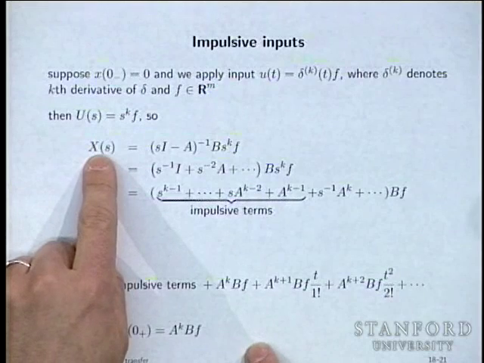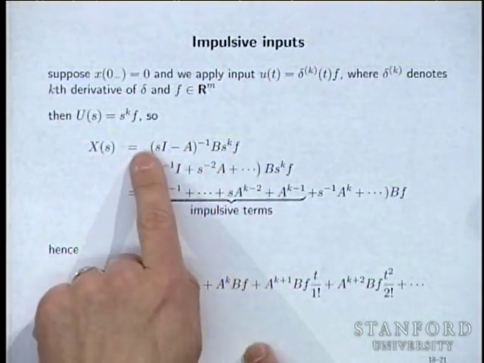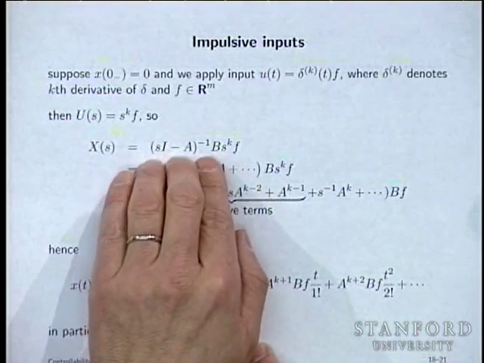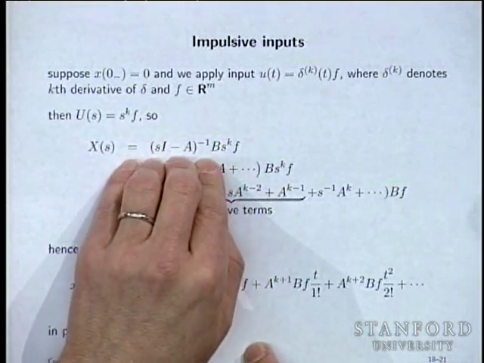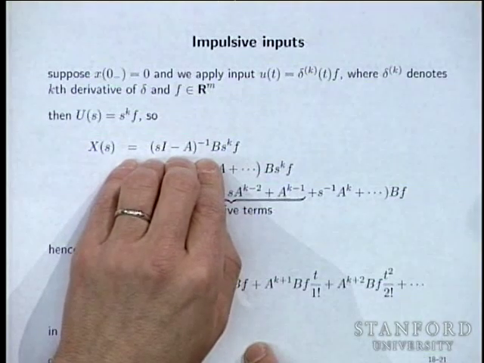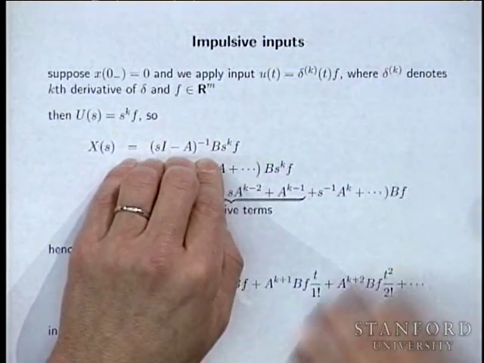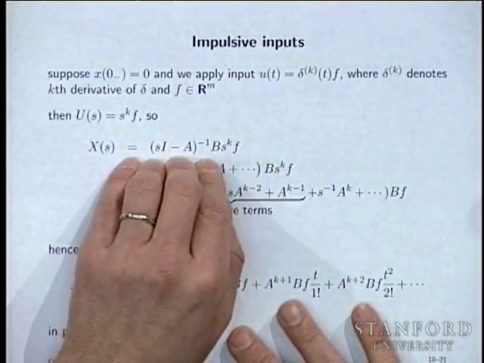The Laplace transform of the state is (sI - A) inverse B times s to the k, f. I'll do a series expansion on this. I think that's called the Laurent expansion. Did I say that at the time? I don't think I did. But that's what it is. I think we used it to do the exponential when you expand it in powers of 1 over s. I should have said that, but I didn't.